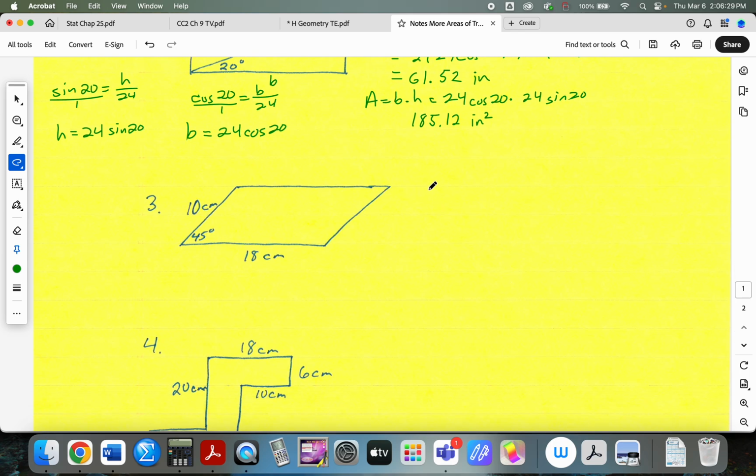For number 3, we can go and find the perimeter right now because we know that the opposite sides of this parallelogram are going to be the same. So there's going to be 2 18s plus 2 10s. That's 56. For the area, it's going to be base times the height.